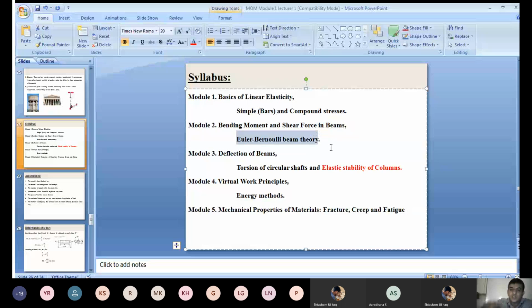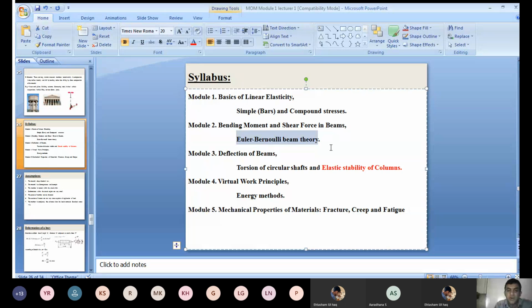Then we calculate what stresses are induced. What type of stresses are induced in beams? If the beam is bent, the stress at the axis is 0. That is called the neutral axis. Above the neutral axis there are tensile stresses, and below the neutral axis, compressive stresses. These are bending stresses, which may be tensile or compressive in nature. At the same time, shear stress also occurs at the cross section. Those things are studied in the Euler-Bernoulli beam theory.